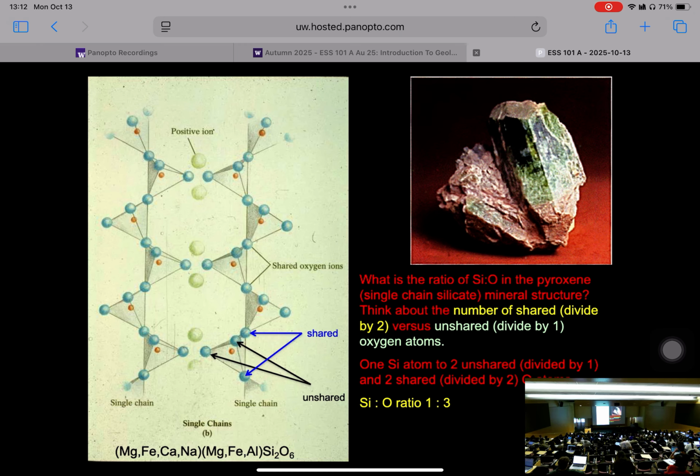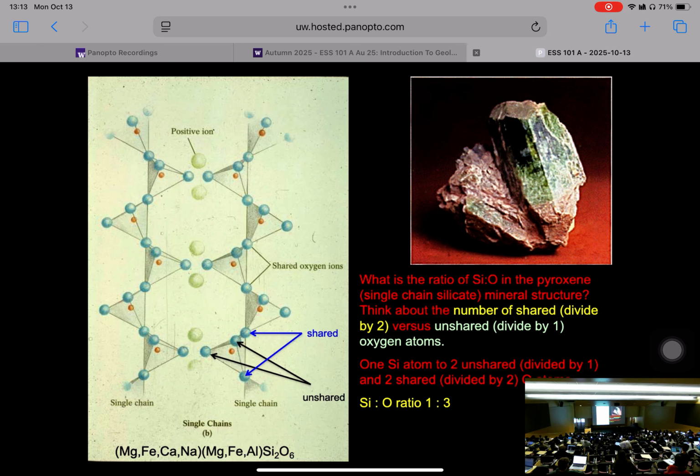So if you're looking at over here, right, you can see in the case of every time you have shared oxygen atoms, you need to think about that they're being shared between the tetrahedra. You have to subdivide. So if you have 2 shared, right, for that tetrahedra, that's going to only represent 1 total charge, because it's sharing it here. So if you're counting this up, the ratio of silicon and oxygen, you've got 1 silicon atom, 2 unshared, so that means 2, plus 2 shared, 2 divided by 2 is 1. So the ratio of silicon and oxygen is 1 to 3 for each of these tetrahedra.